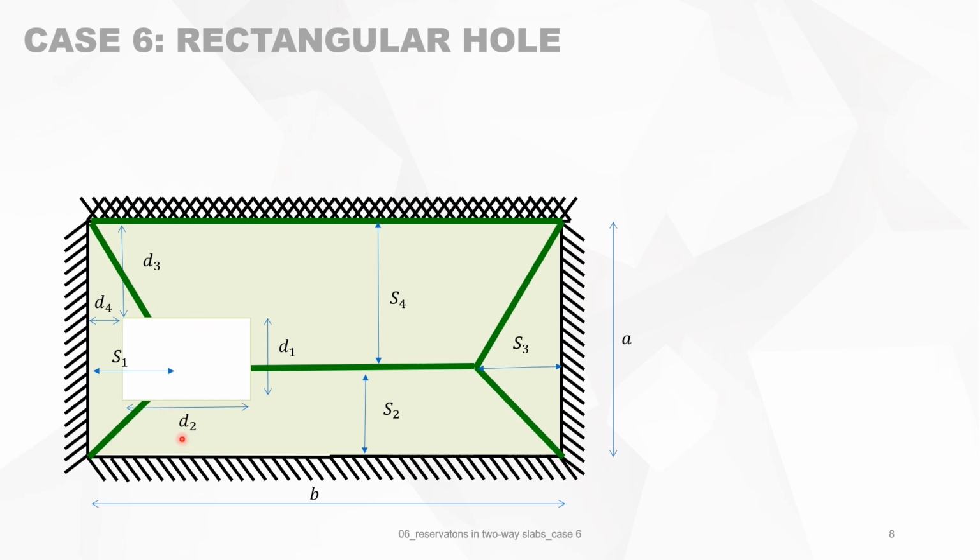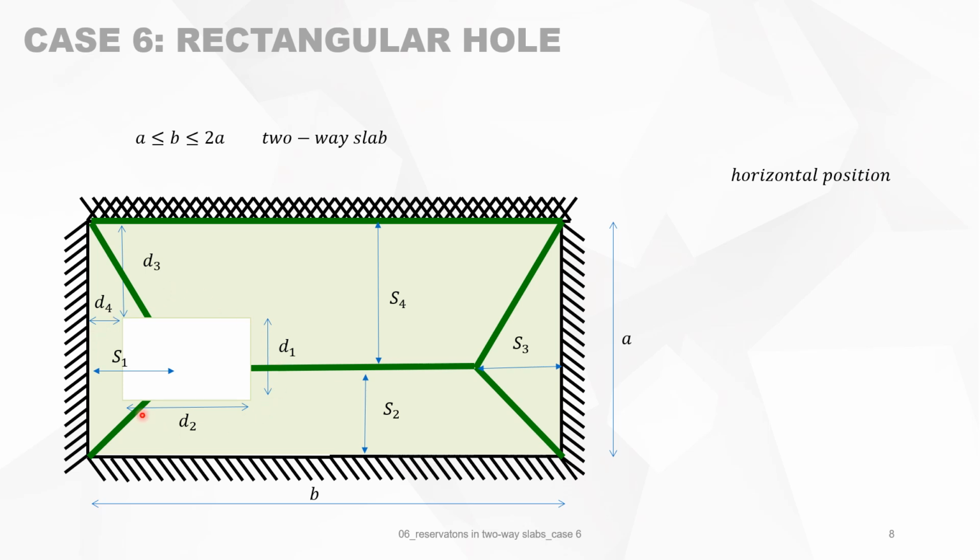The reservation is marked by its length and width and by the position by D3 and D4. Because we are working with two-way slabs, it means that B, the largest side of the slab, must always be between A and 2 times A. If it's bigger than 2 times A, then the slab will only carry its loads in one direction, and all the formulas that I'm giving now are then not valid.